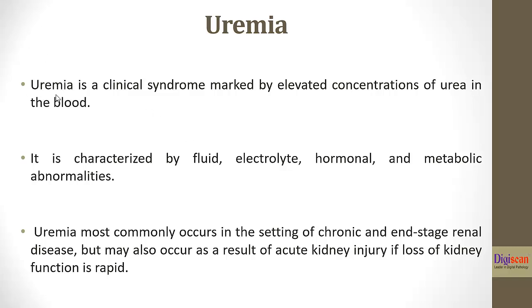Now we come to uremia. Uremia is a clinical syndrome which is marked by elevated concentration of urea in the blood. It is characterized by fluid, electrolyte, hormonal and metabolic abnormalities. It most commonly occurs in the setting of chronic and end-stage renal disease, but may also occur as a result of acute kidney injury if loss of kidney function is rapid.